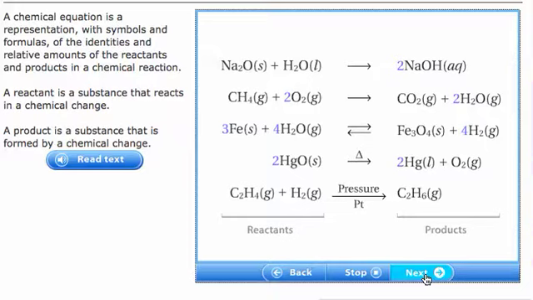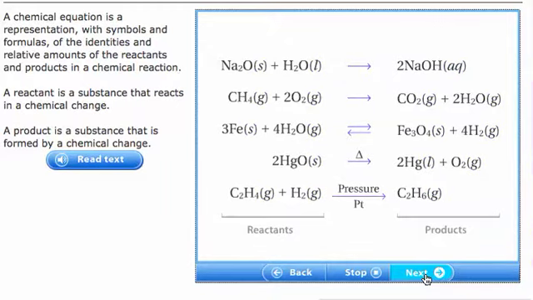The relative amount of each reactant or product is shown in front of the symbol for that substance. Symbols in parentheses after the reactant or product show the form of that substance: solid, liquid, or gas. AQ stands for aqueous and indicates that the substance is dissolved in water.